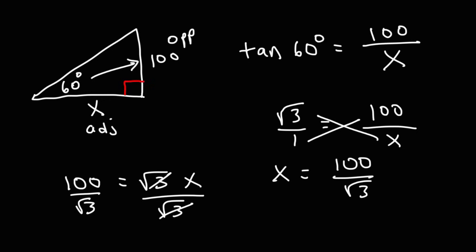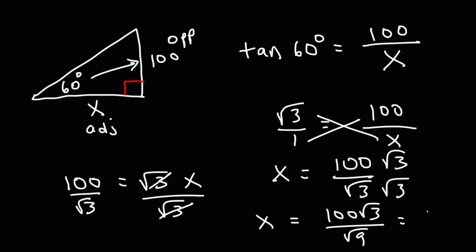Now we have a radical in the denominator of the fraction, which most teachers don't like to have there, so we need to rationalize the denominator. We can do that by multiplying the bottom and the top by the square root of 3. So we're going to have 100 square root 3, and 3 times 3 is 9. The square root of 9 is 3. So this is the final answer. X is equal to 100 square root 3 over 3.